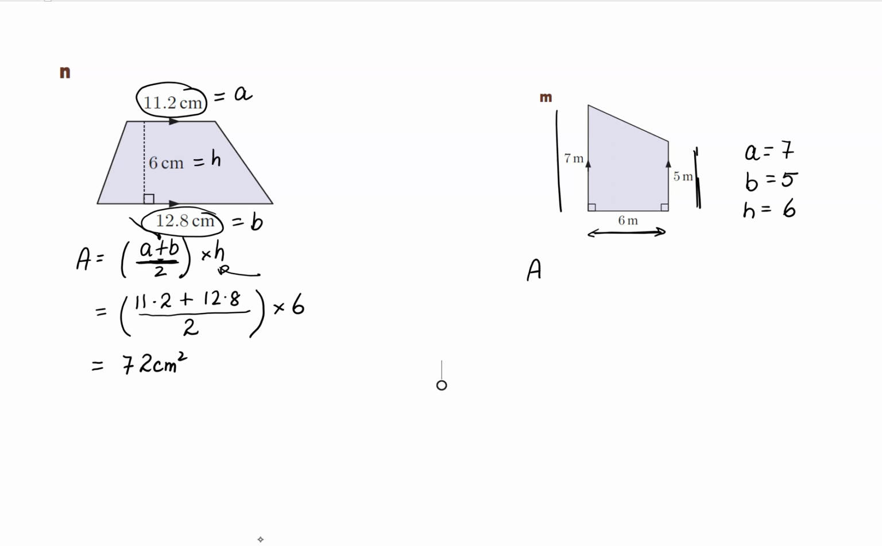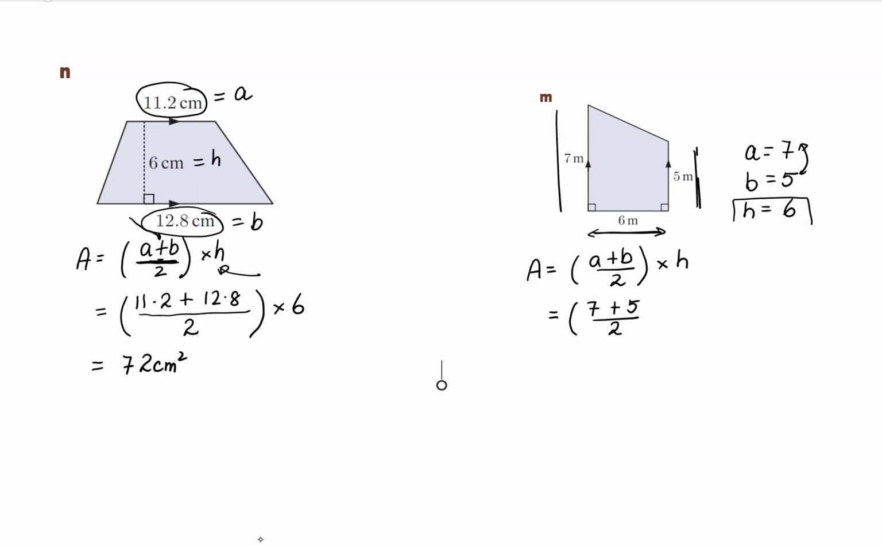So write your formula A plus B, and think about it as you're writing it. It's the two parallels, or the average of the two parallel sides. So A plus B divided by 2 times the distance between the two parallel sides. Okay, and 7 plus 5 over 2. And again, it doesn't matter if you put these two around the other way. Your A could have been 5, your B could have been 7.